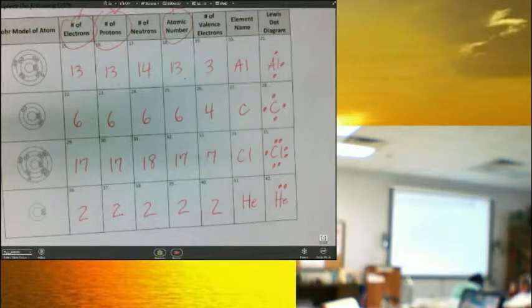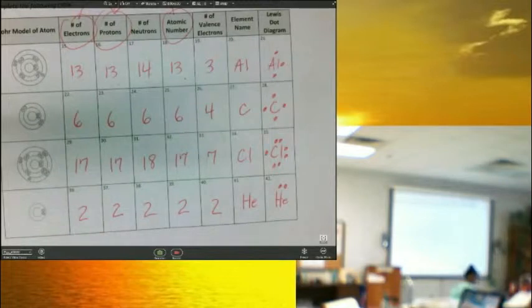Now, in the nucleus, we're going to write P plus equals and N0 equals. How many protons? 5. And how many neutrons? 6. How many electrons can go in the first shell? 2. Well, we need a total of how many? 5. So 2 in the first shell and 3 in the second. Okay, and there's your model. That easy. Questions?